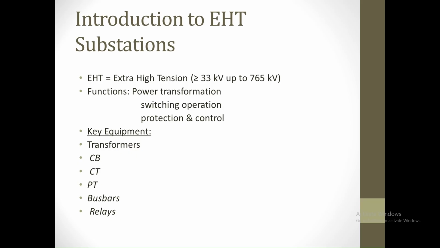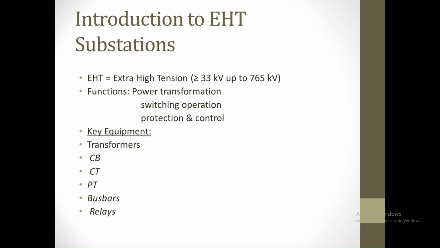So what we say about an EHV substation is that the voltage level is more than 33 kV and up to 765 kV or higher, that is AC transmission. Functions: the substation allows for power transformation from one voltage level to another for transmission, and again for distribution we have step down operations, and different switching operations based on the requirement, and the necessary protection and control equipment for the substation operation.